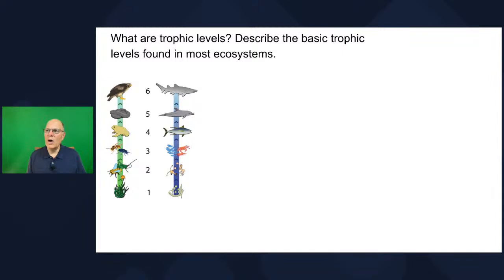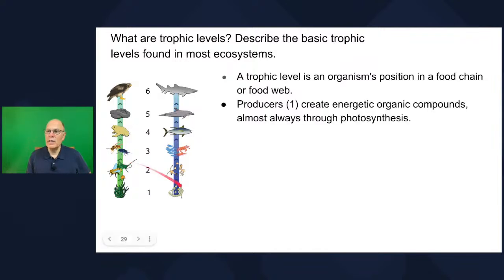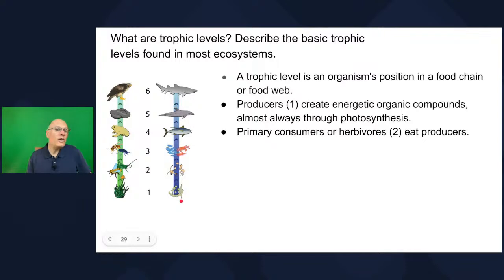Trophic levels are an organism's position in the food chain. And the ones that you need to know about include producers, down here at 1. This is for a terrestrial food chain, and this is for a marine food chain. They create energetic organic compounds almost always through photosynthesis. That's what producers do. Primary consumers, or herbivores, eat the producers. So if you're a vegetarian, you could be a primary consumer.